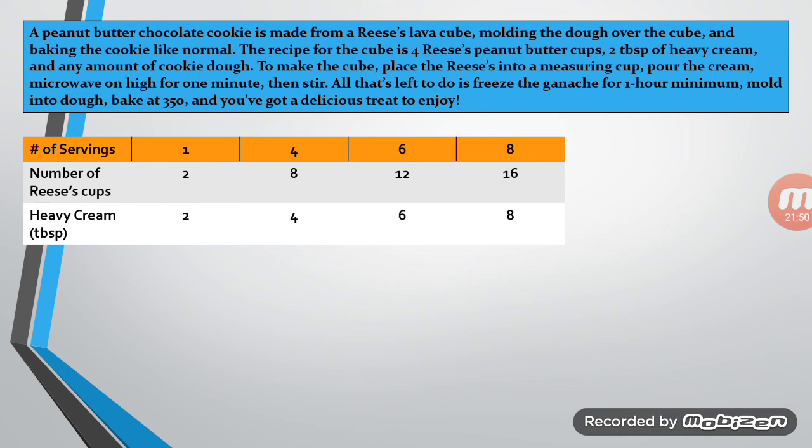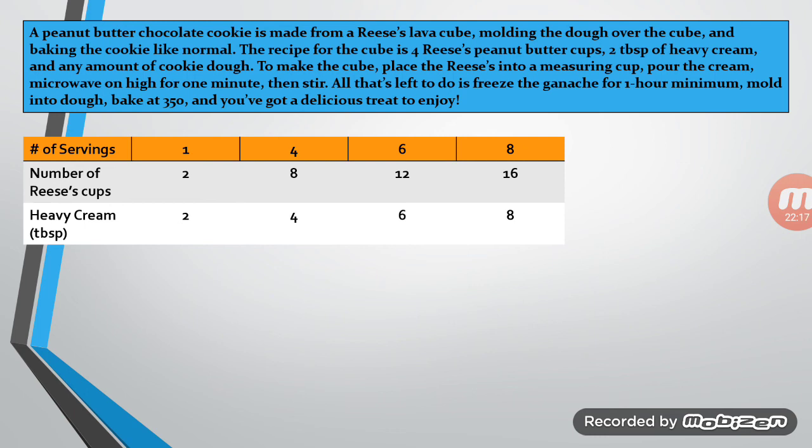Now, the tablespoons of heavy cream are exact intervals of 2. For every single cookie made, you have to add tablespoons of heavy cream, 2 specifically. And each serving will simply increase by 2. It's not affected by the number of Reese's peanut butter cups or the servings. You just increase them by 2 and you've got your ganache to freeze.